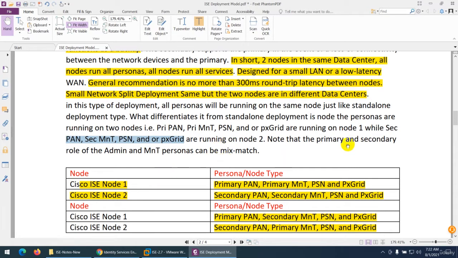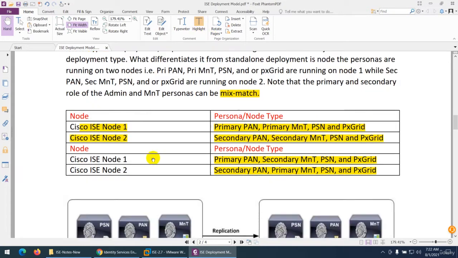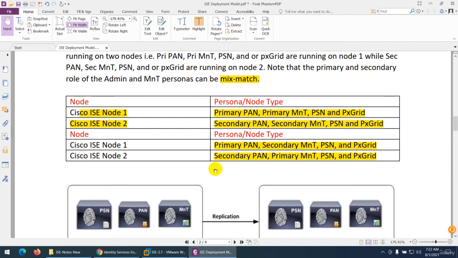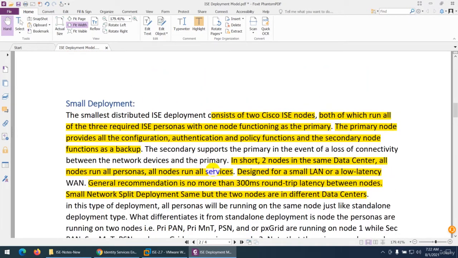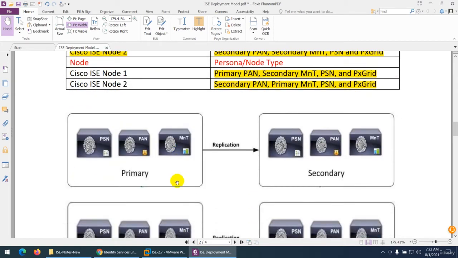And also, as I told you, you can do a mix and match combination as well. So this is the mix and match combination, and you can also make one device primary and another secondary. So this was the small deployment, only 2 boxes, and it's up to you how you deploy them.